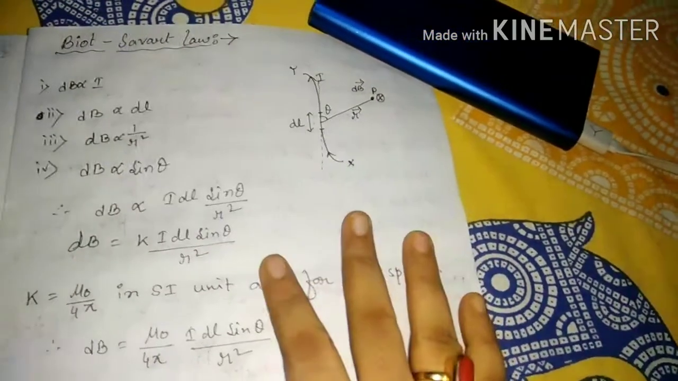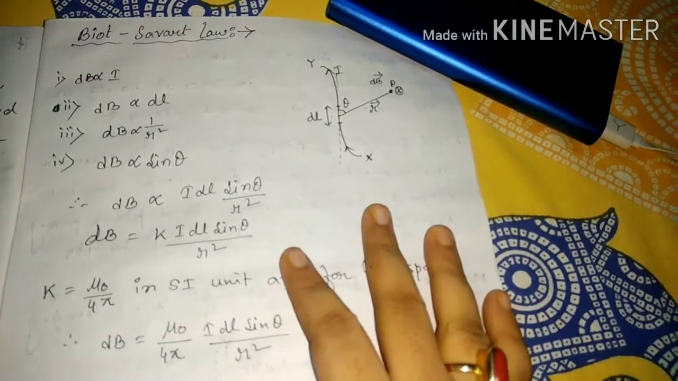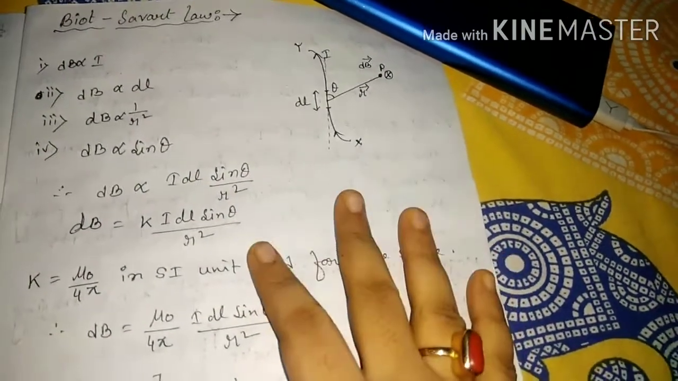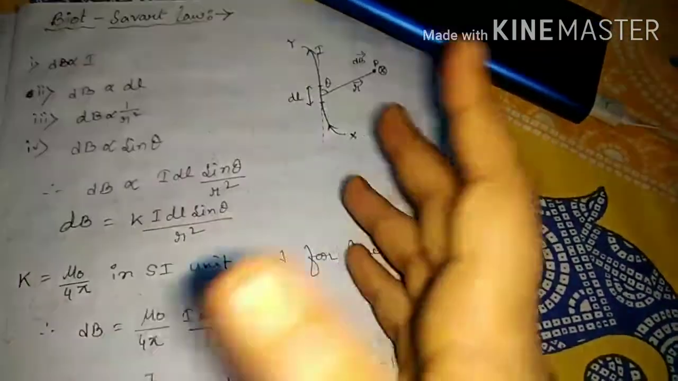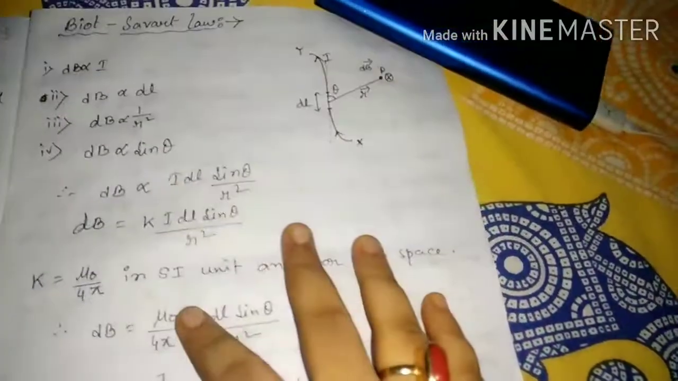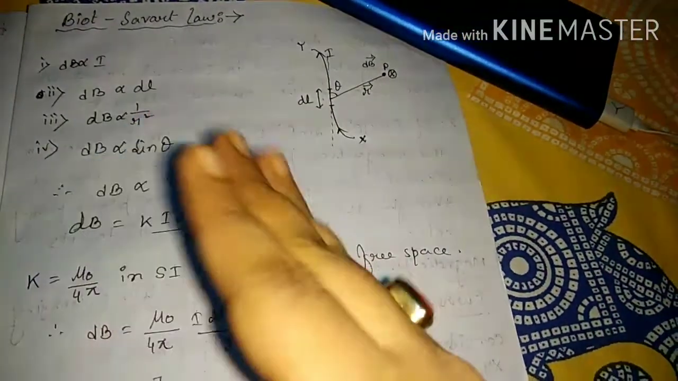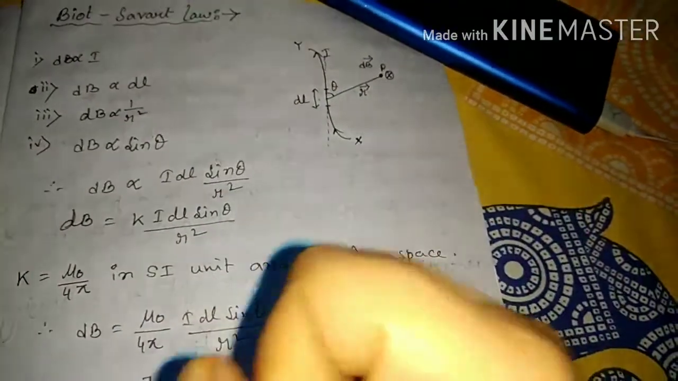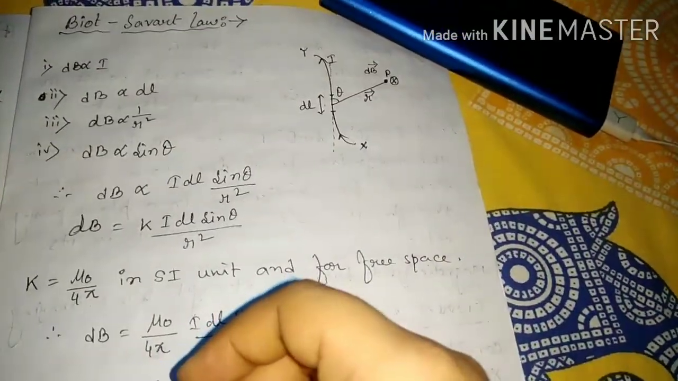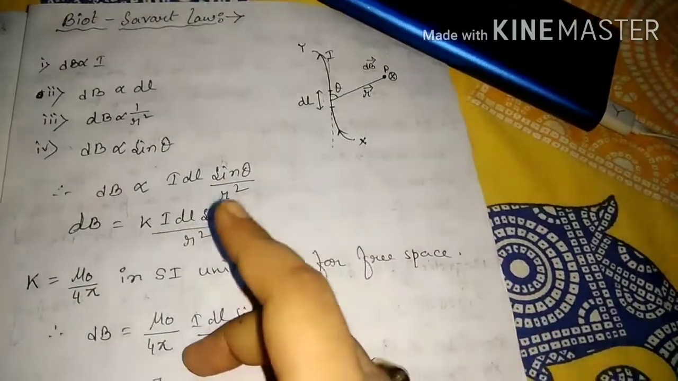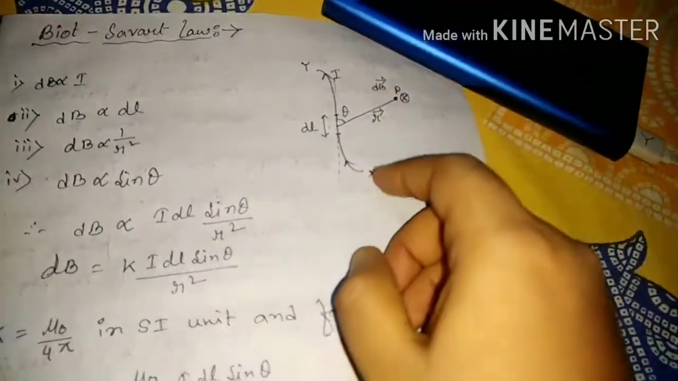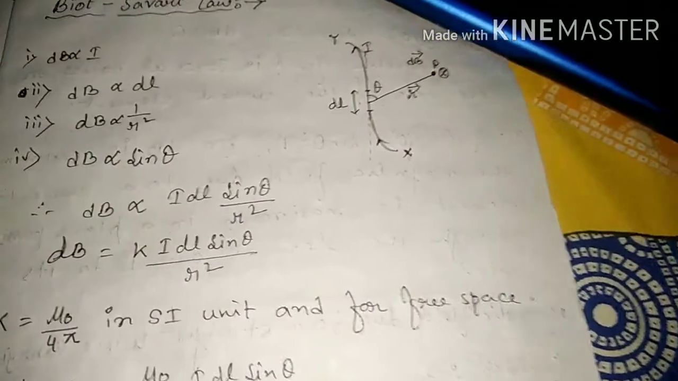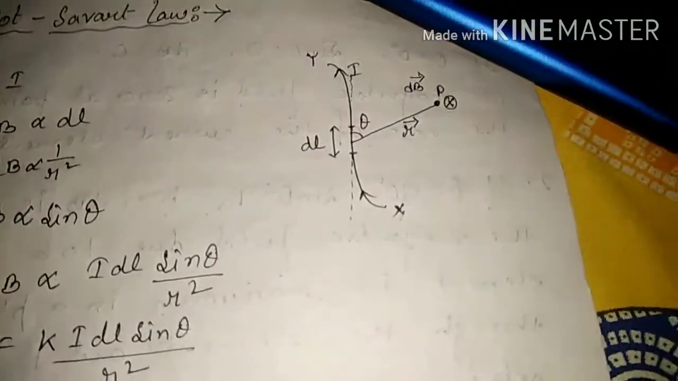Now this video starts with the Biot-Savart law. This law is associated with the electric current and the magnetic field. Biot and Savart were two different scientists who together discovered this law, and that's why it is named the Biot-Savart law. What is that law?